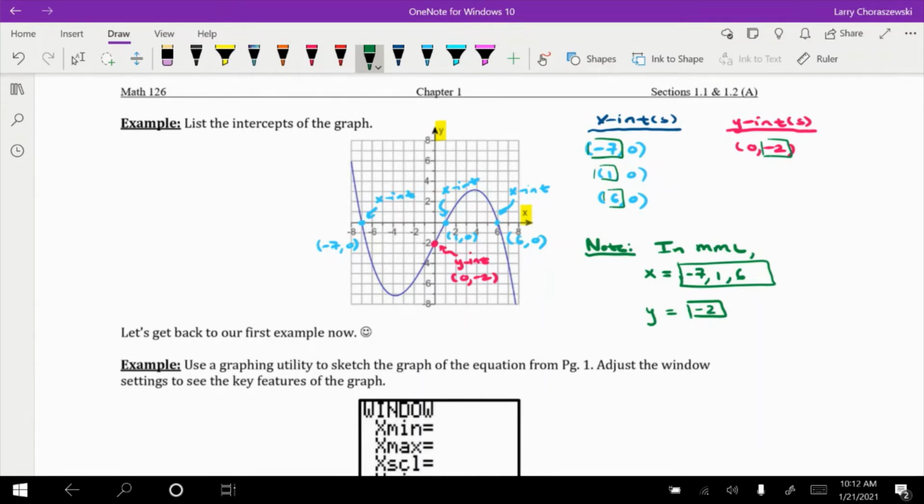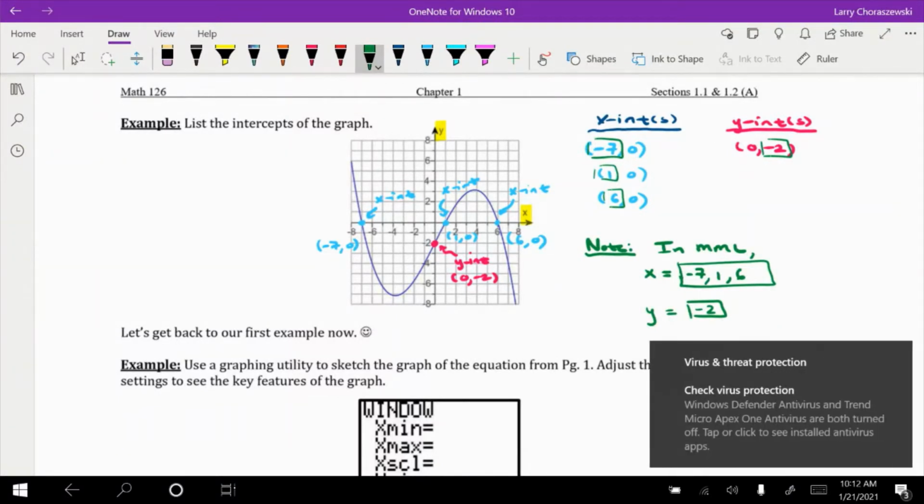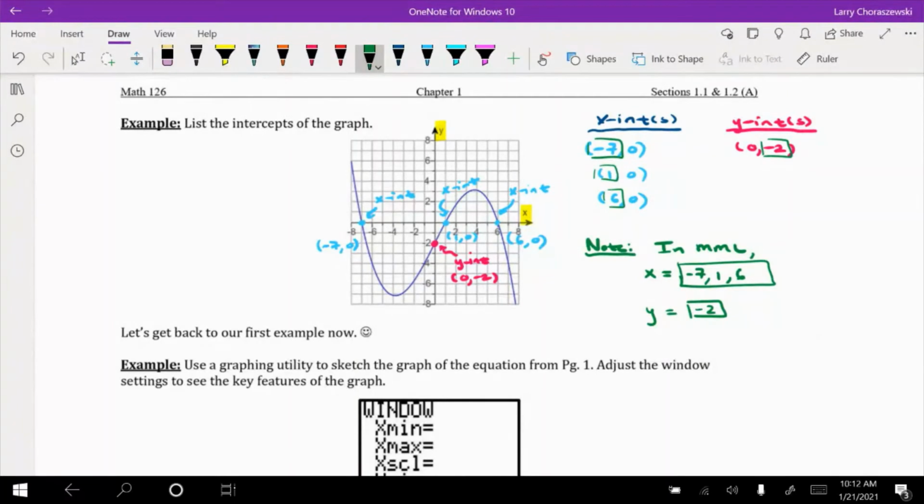The author tends to just list out the x coordinates, which is legit. I think it's probably his preference. I really prefer to use coordinates though, because I think it's more beneficial to our learning. It reminds us of a lot of other important things with regards to points on the graph. But I just wanted to give you a heads up on that.